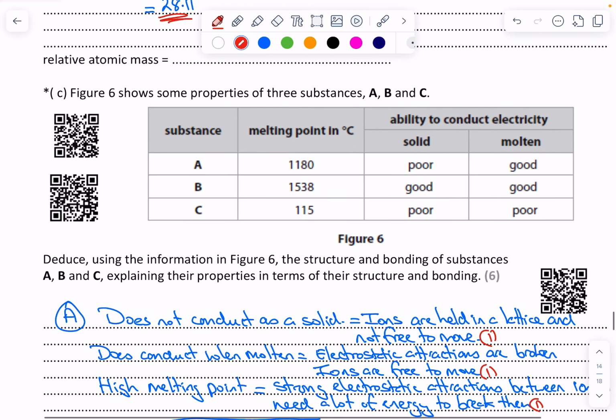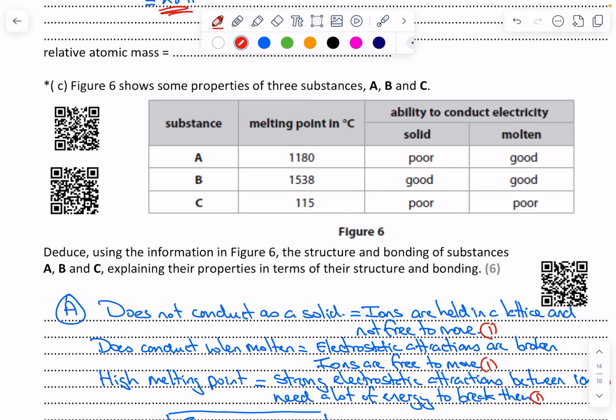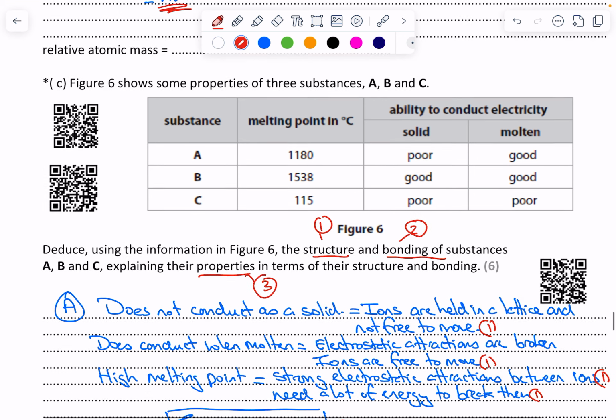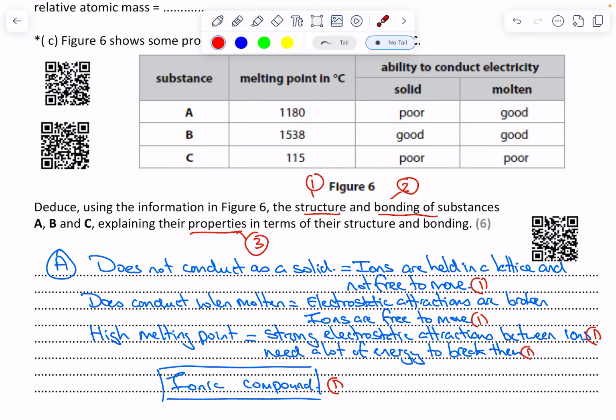Okay, next one is a 6 marker. What's useful here is to break this down to help you approach it. So we've got 3 substances, and it says deduce the structure and the bonding of each substance, explain their properties in terms of structure. Okay, so there's kind of 3 parts to do for each substance in the table. Okay, so I've done this one at a time. So let's go through what I've written.